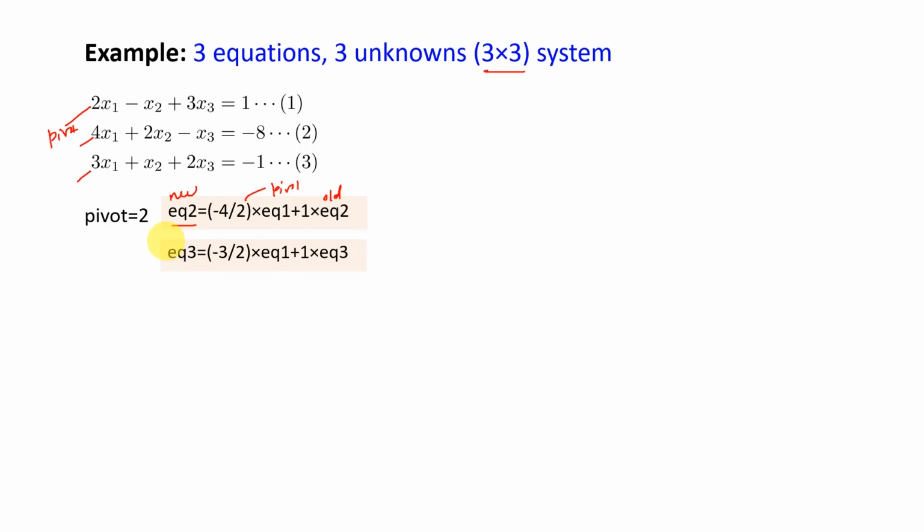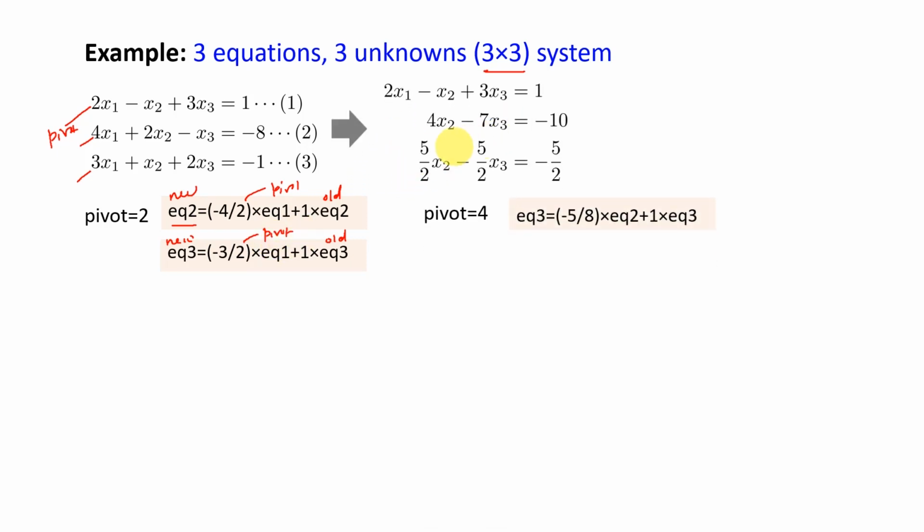Similarly, in equation 3, our new equation 3 equals minus 3 by 2 multiplied by equation 1 plus old equation 3. And here also you can see that 2 is the pivot and 3 is the coefficient of x1 in equation 3. Once I carry out this operation, I have eliminated x1 from both equation 2 and equation 3. So now equation 2 and equation 3 have only x2 and x3.